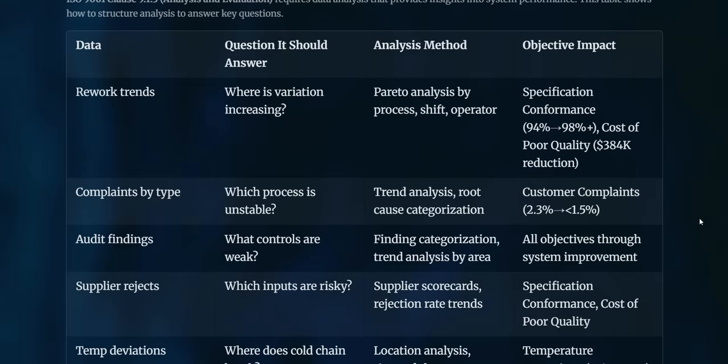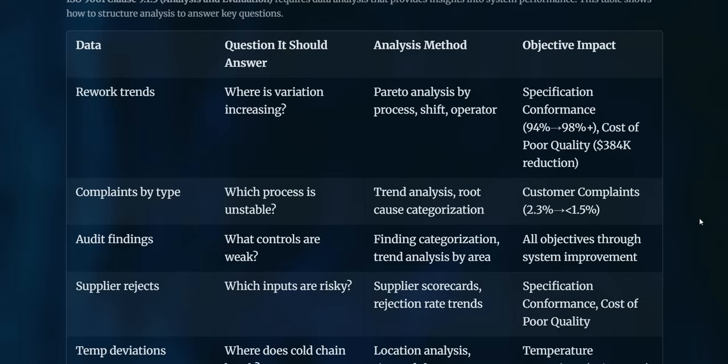The second data comes from complaints by type. The question it should answer is which process is unstable. The analysis methods for complaints by type include trend analysis and root cause categorization. The objective impact of complaints by type data includes reduction of customer complaints.